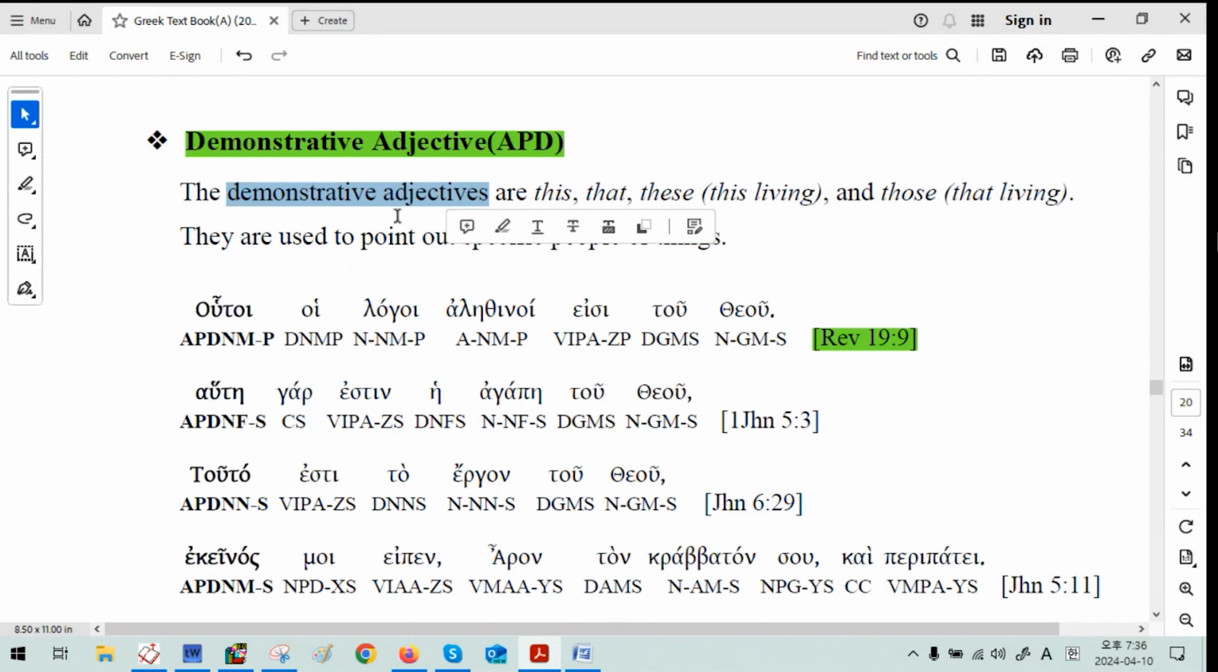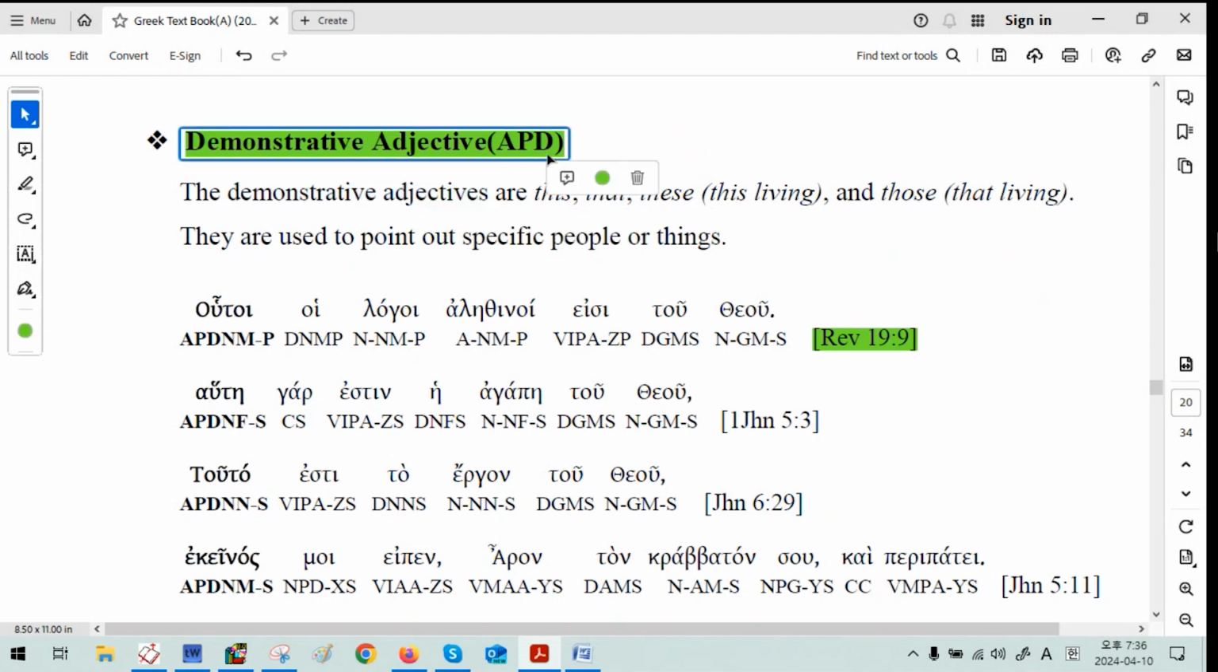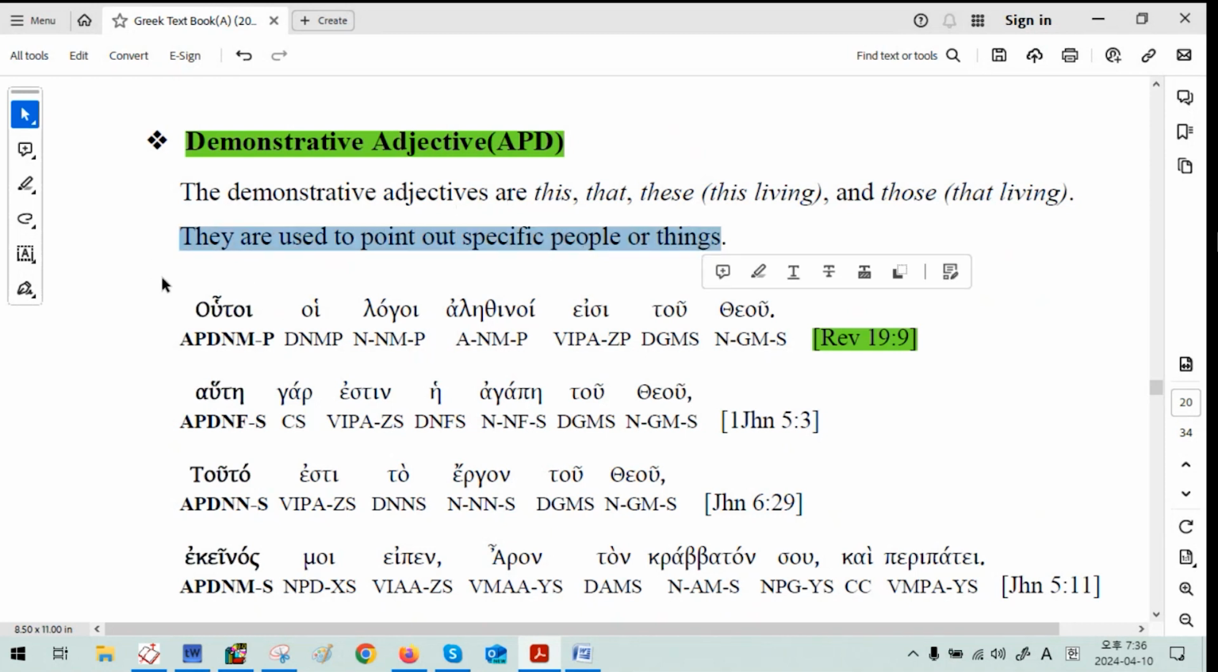The parsing code on the demonstrative adjective is the APD, as you see here. A stands for the adjective. P stands for pronominal. Pronominal means the pronoun in English. And then D is the demonstrative. Then what is the demonstrative adjective? As we see here in our textbook, they are used to point out specific people or specific things. That's why it is translated as this, that, this living, that living.